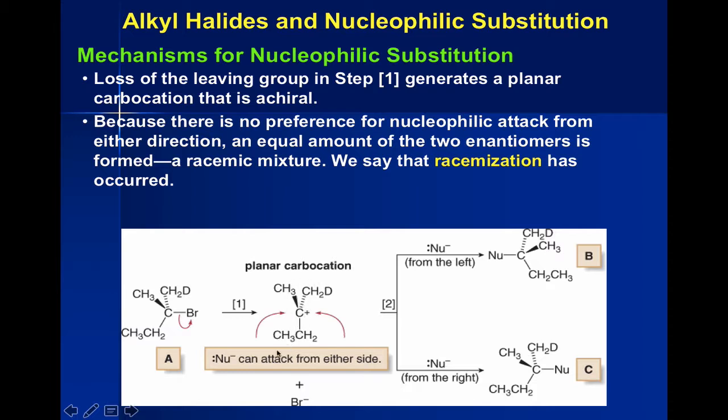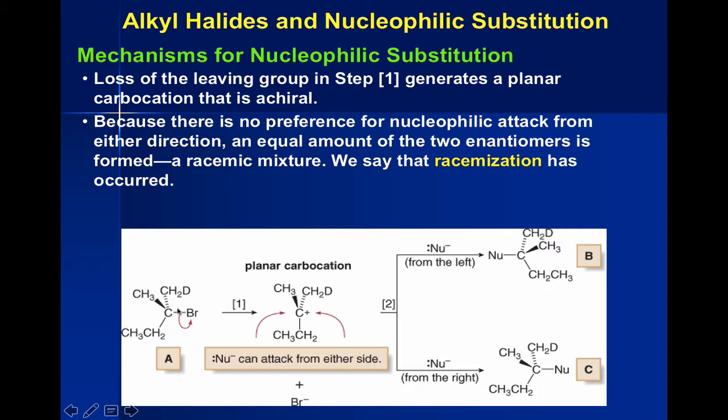And the nucleophile would have 50-50 odds of attacking either from the left or from the right. If it attacks from the left, you would end up with enantiomer B. And if it attacked from the right, you would end up with enantiomer C. And what you would find is that if the leaving group got completely out of the way, you would end up with a racemic mixture.